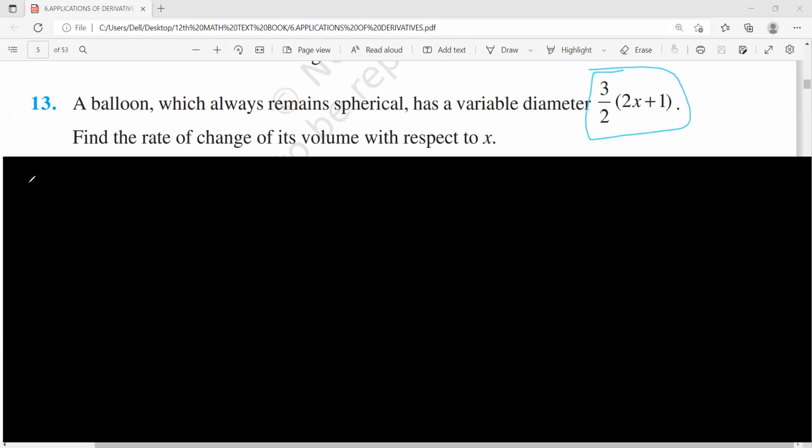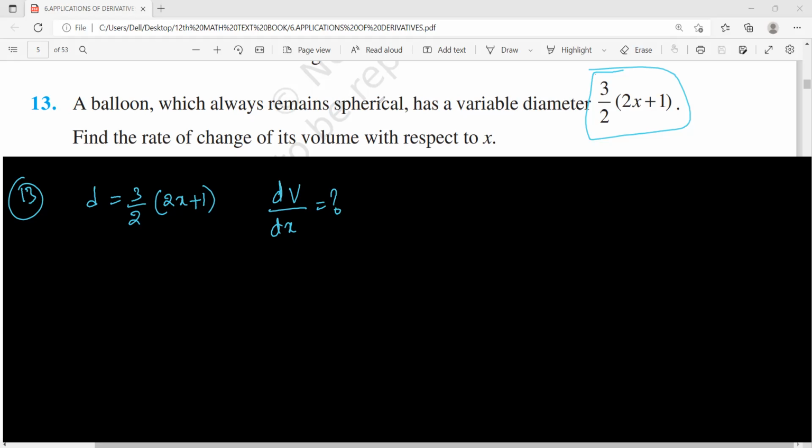So in this question, we have a balloon which always remains spherical and has a variable diameter. We discussed this one. Find the rate of change of its volume with respect to x. So dV by dt... okay, with respect to x now. What is x in the question? Direct, actually.